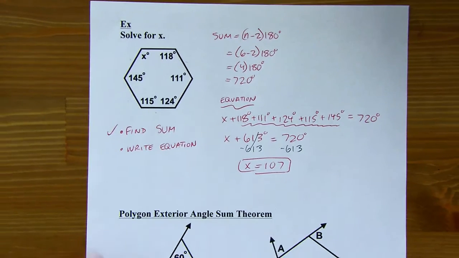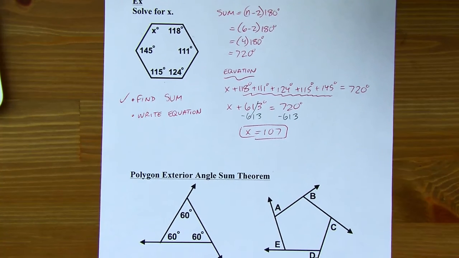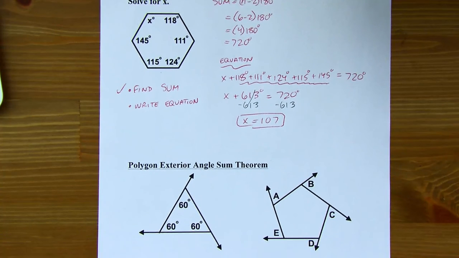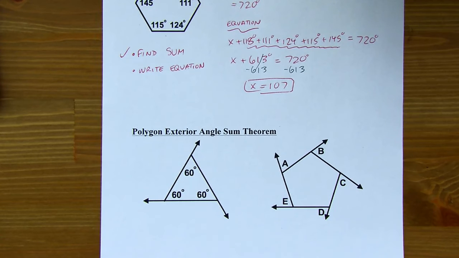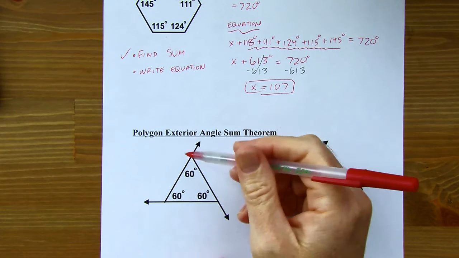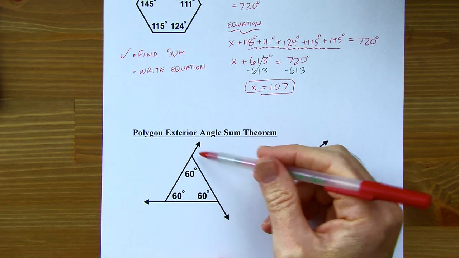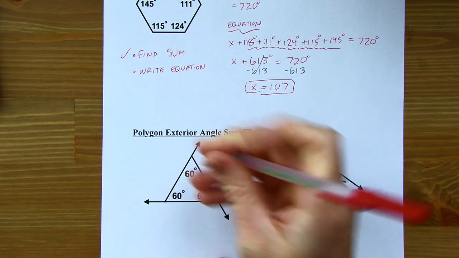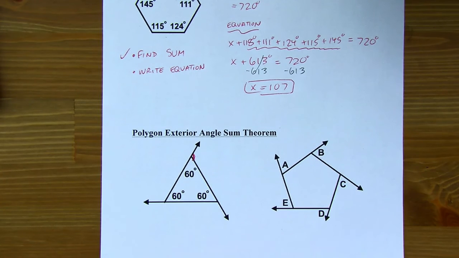We've talked about the interior angles of polygons. Let's talk about exterior angles of polygons. Okay, so on this next diagram, we've got exterior angles. So remember, exterior angles happen when you extend the side of a polygon, and this would be an exterior angle right here. Okay, so this is an exterior angle. Well, let's figure out what that would be.